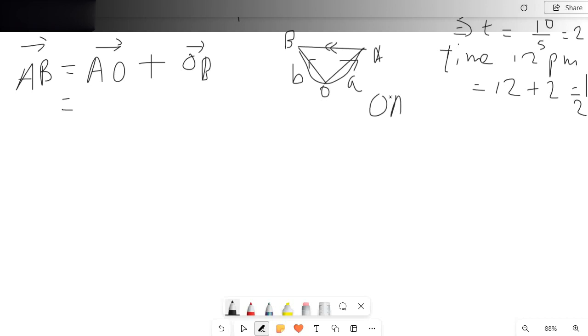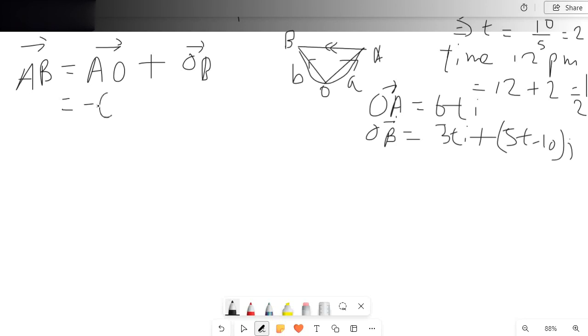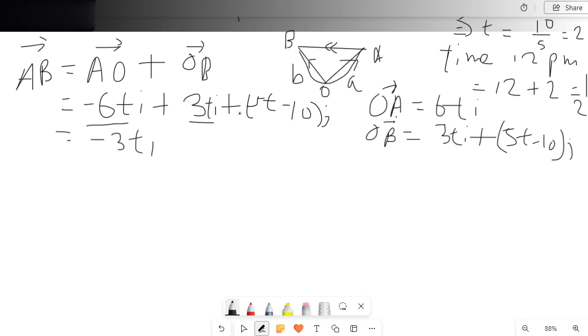So we know that OA is 6ti and OB is 3i plus 5t minus 10j. So therefore AO must be OA reversed. So it should be minus 6ti plus OB, which is 3ti plus 5t minus 10j. And so minus 6ti plus 3ti is minus 3ti, and finally the answer is minus 3ti plus (5t minus 10) whole multiplied with j. Now we can find out the modulus of AB, or the distance d.